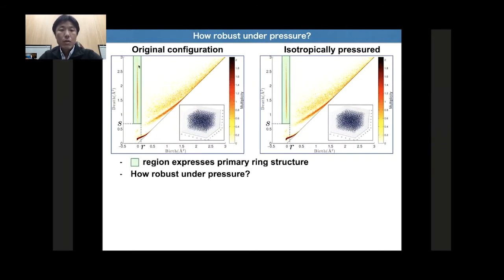And so we focus on these two lines of generators. And here, we note that these generators can be characterized by the birth time less than R and the death time greater than S.